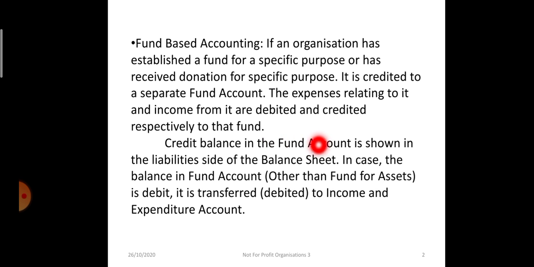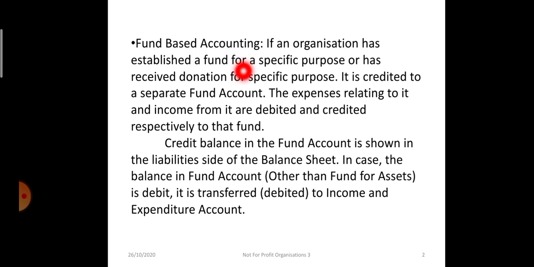Whatever balance is left, that means if income is more, the credit balance of the fund will be shown on the liability side of the balance sheet. And in case the balance in the fund account is debit, it is transferred to the debit of the income and expenditure account. So what is fund-based accounting?